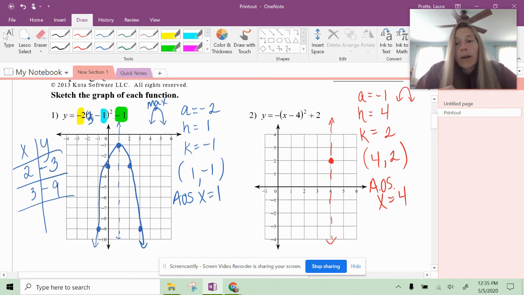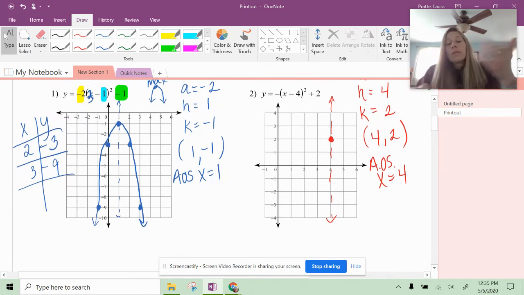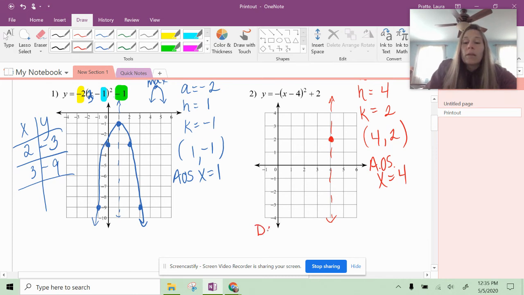And now we're going to find a point on one of the sides and then match it up to the other. Now remember, our domain is always all real numbers for these types of problems. And our range in this case is going to be y is, now since this is opening down, everything has to be less than or equal to that highest point, that maximum, which is y is less than or equal to 2.